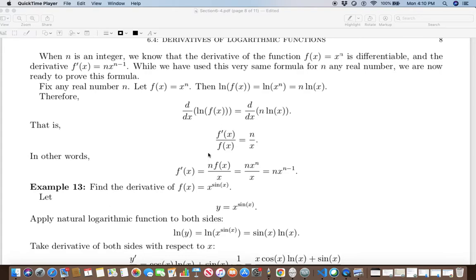So what is f prime x? Well, get the f(x) to the other side. f prime x is n f(x) over x. But what was f(x)? f(x) was x to the power n. So one of the x's reduces and you have n x to the n minus 1. Notice here n could be any real number. And that's the amazing part of this proof.